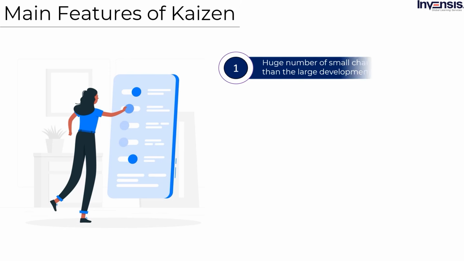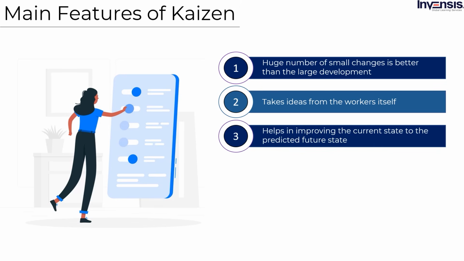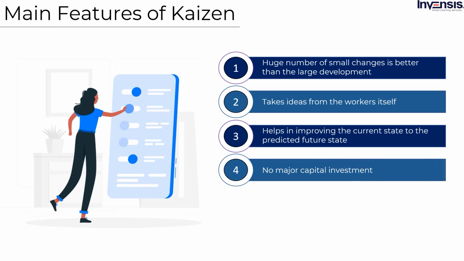Firstly, Kaizen improvements are mainly based on a huge number of small changes rather than a large development at the same time. As Kaizen takes in the workers' own ideas, they are less likely to be radically different, and it is easy for them to implement. Next, Kaizen moves you from the existing current state to the defined future state that you are expecting. As already told, small improvements are done. Because of this, it is less likely to require major capital investment than major process changes.